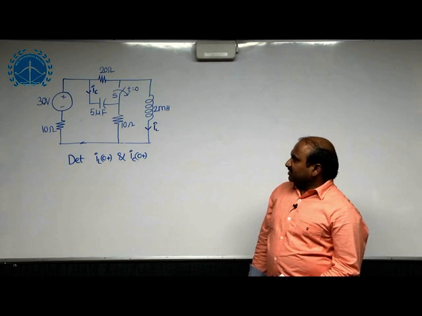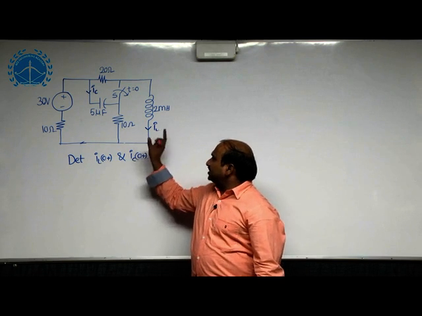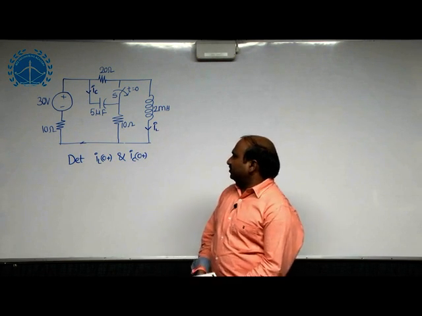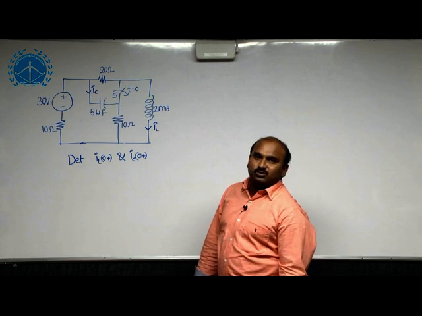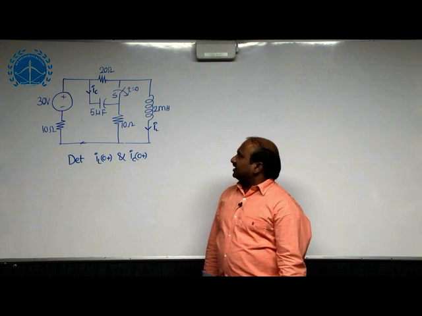For this given circuit, we need to estimate IL of 0 plus, which is the initial current of the inductor, and IC of 0 plus, that is the current passing through the capacitor at t equal to 0 plus. First of all, the given circuit is having switching action.